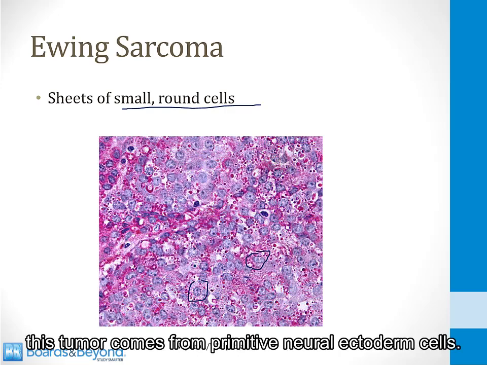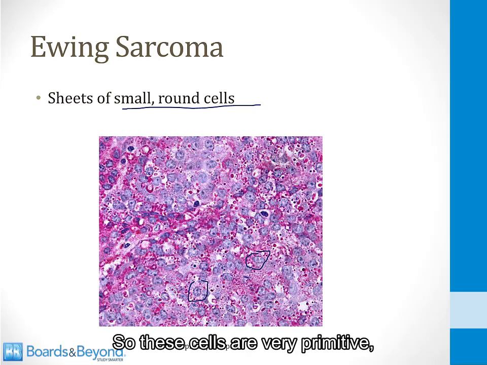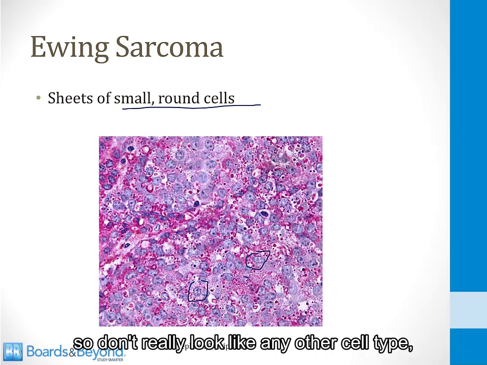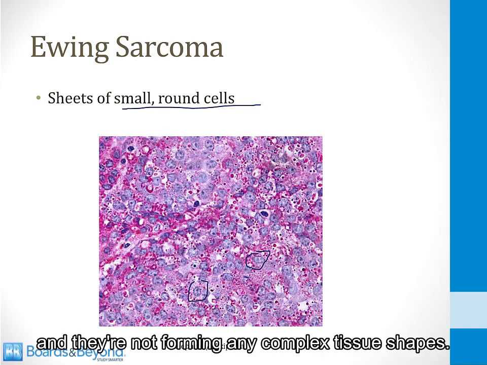And remember, this tumor comes from primitive neuroectoderm cells. So these cells are very primitive. They don't even know what they want to try and become. So they don't really look like any other cell type, and they're not forming any complex tissue shapes.